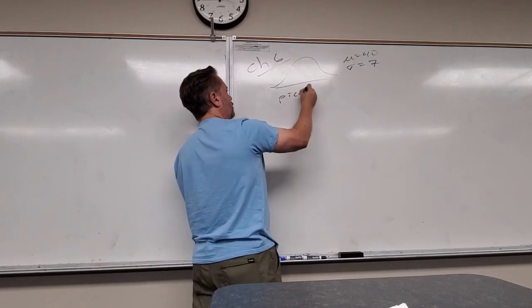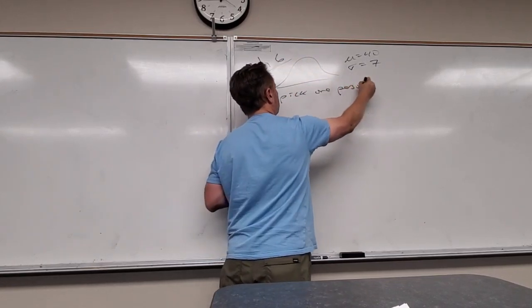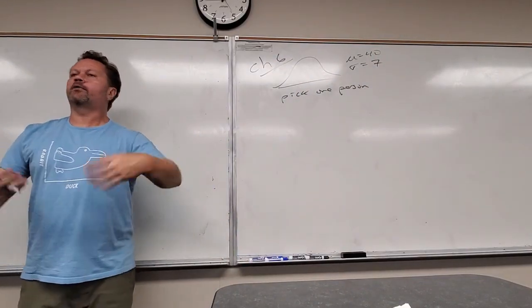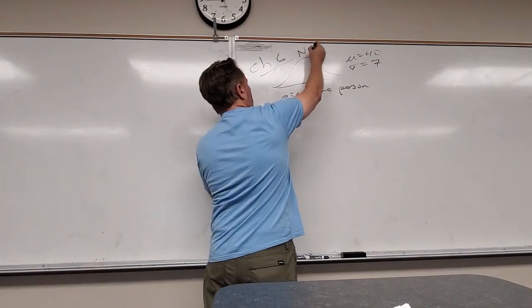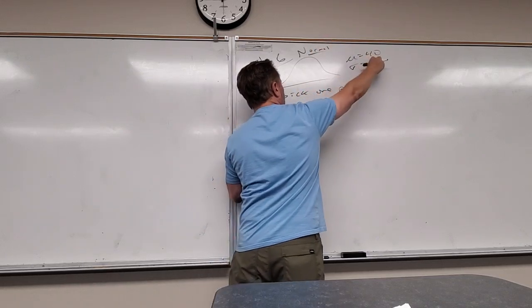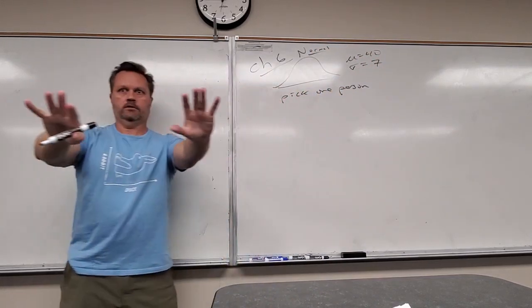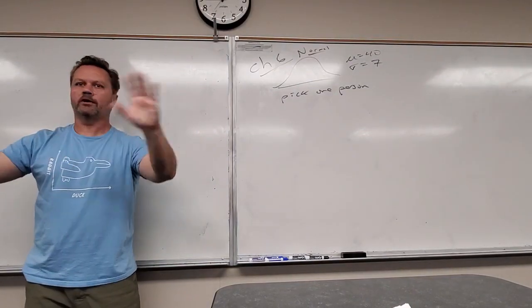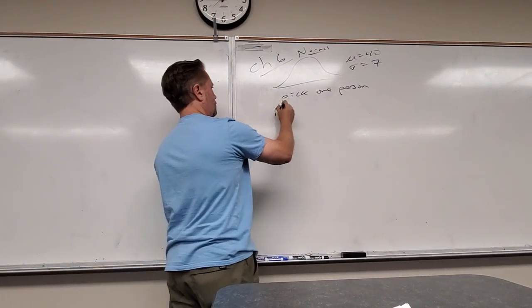A chapter 6 problem would be if I pick one person. Let's say these are people's ages or whatever, right? Pick one person, what's the probability? So if I know it's normal, and I know the mean is 40 and the standard deviation is 7, and I say pick one person, what's the probability they're older than 41? How would you do that?